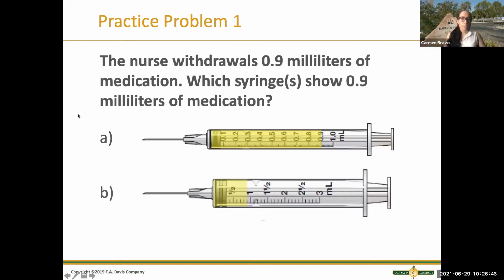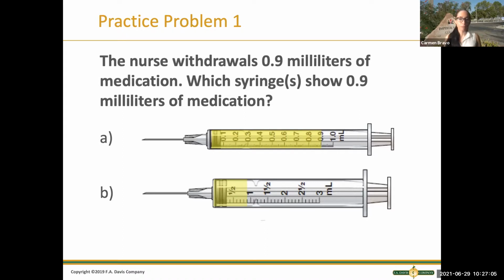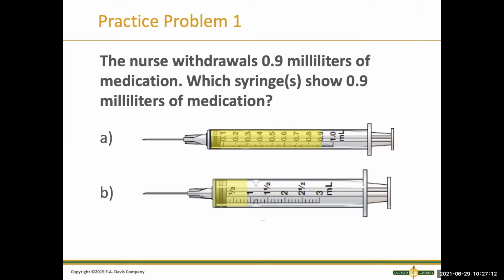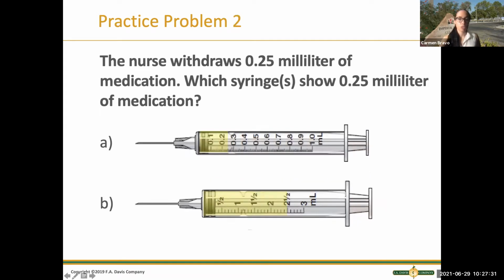So you guys tell me, the nurse is going to withdraw 0.9 milliliters of a medication. Which of those 2 syringes would you use? A. Mm-hmm. And if you don't have A, could you use B? Yes, you could, right? So that's correct. You could use either one in this particular case, because the small calibration lines here are in tenths as well. So it's 0.1. So very good.